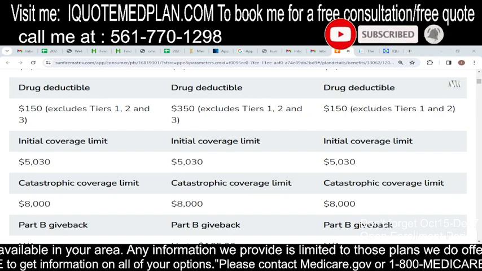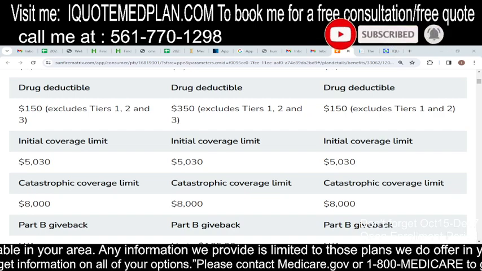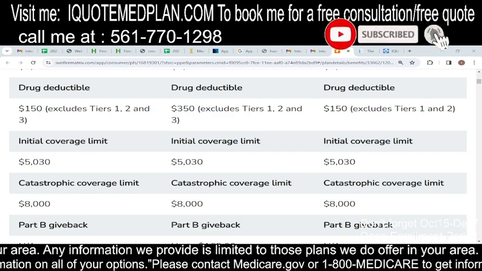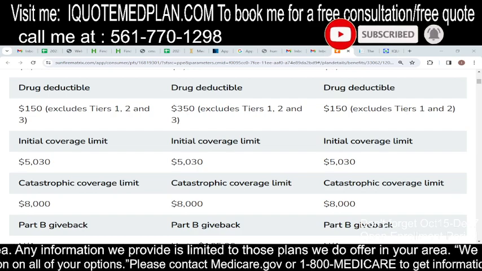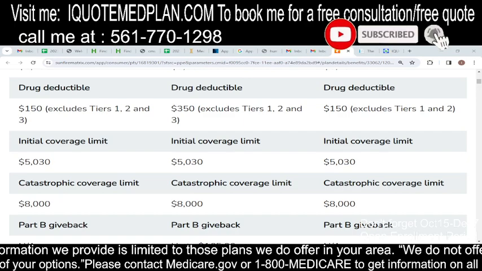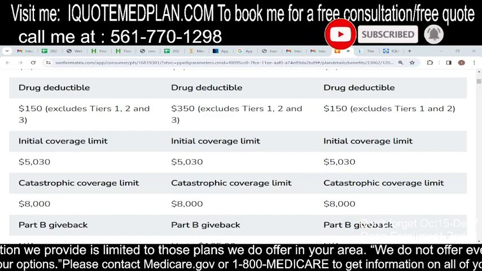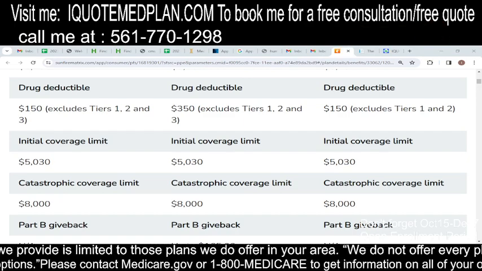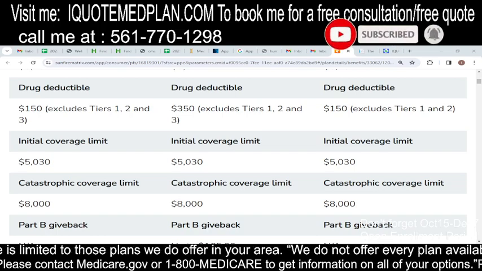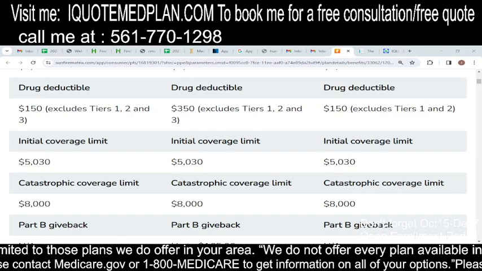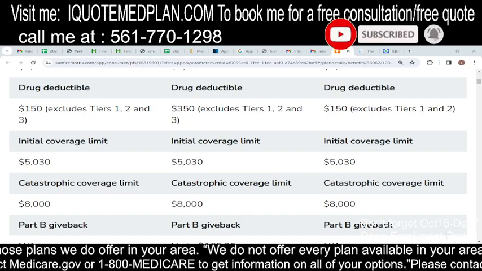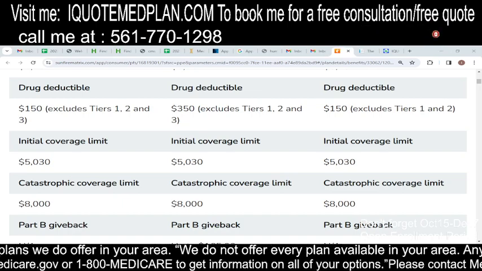Here I'm looking at three different plans, and you'll notice during the drug deductible phase, the plan I'm looking at says 150, exclude tier 1, 2, and 3. In the middle plan, it says drug deductible 350, exclude tier 1, 2, and 3. And the third plan says a drug deductible of 150, exclude tier 1 and 2. So I'll give you an example. Here you're going to see how that works.